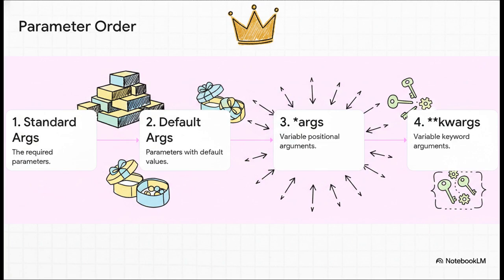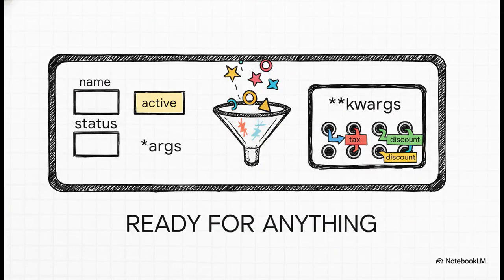Seriously, memorize this order. And here we have it, the whole shebang, the ultimate function signature. It correctly combines everything. We have a standard argument, name. We have a default argument, status, and then we have *args and **kwargs at the very end, ready to handle any other information we decide to throw at it. This function is ready for pretty much anything.